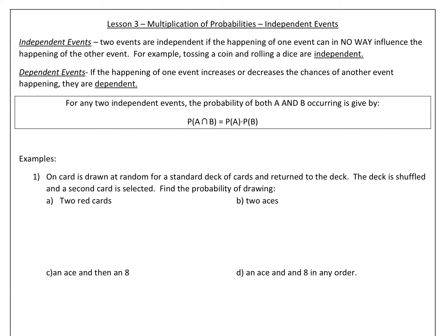Welcome to Foundations of Math 30, outcome 30.05. This is lesson number 3, multiplication of probabilities involving independent events.